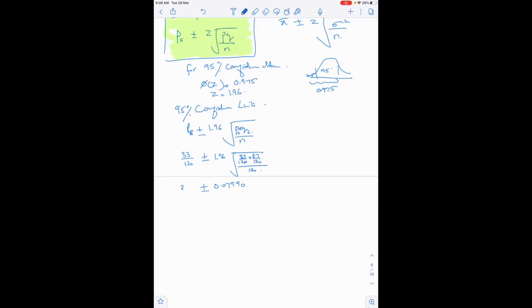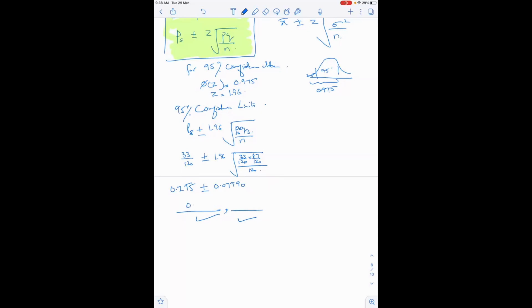Okay, and this is 33 upon 120, which in decimals is 0.275. Okay. So you just have to simply add them up once, subtract them and write it here, add them up and write it here.